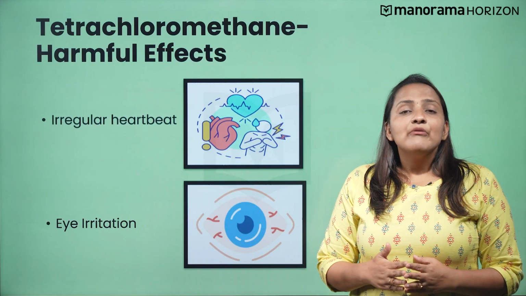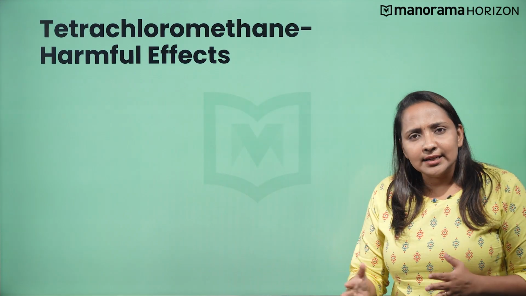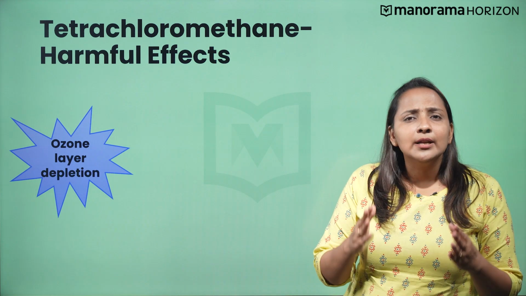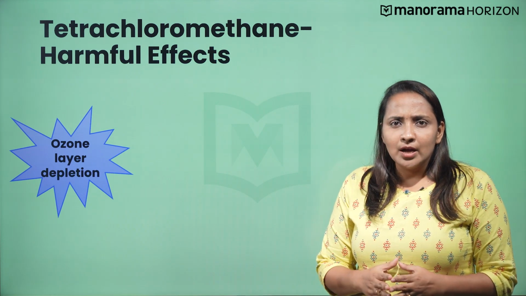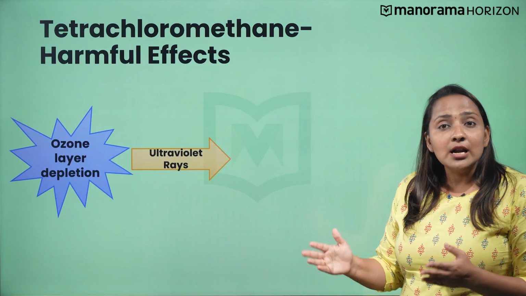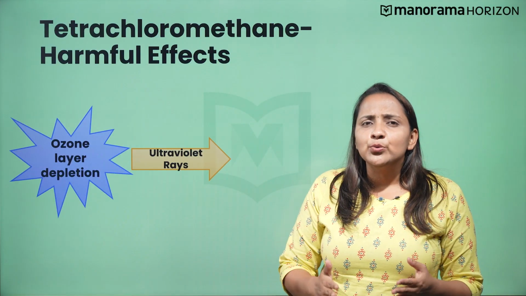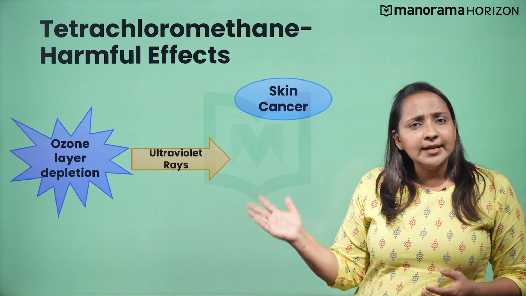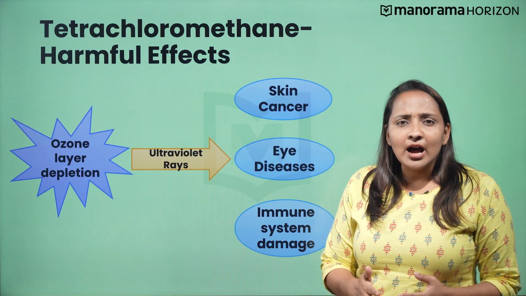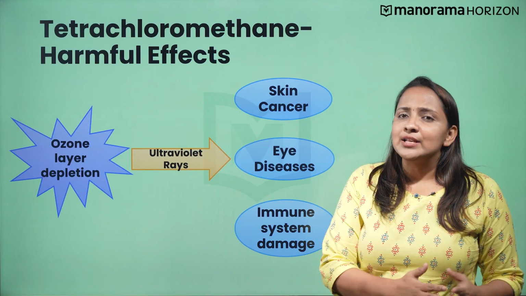When carbon tetrachloride is released into the atmosphere, it rises up and leads to the depletion of the ozone layer. The ozone layer depletion increases the human exposure to ultraviolet rays, which can lead to skin cancer, eye diseases and many other disorders. It can harm the human immune system as well.